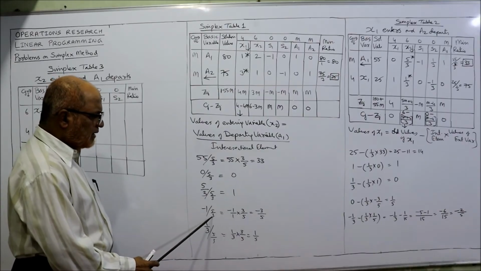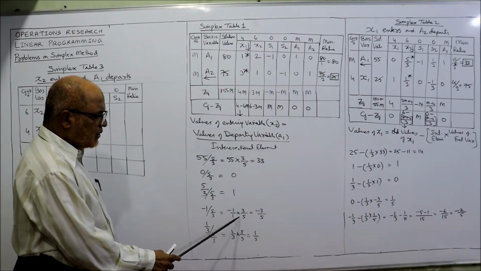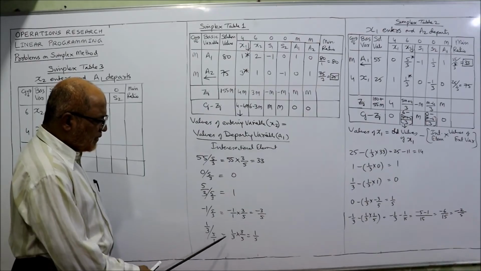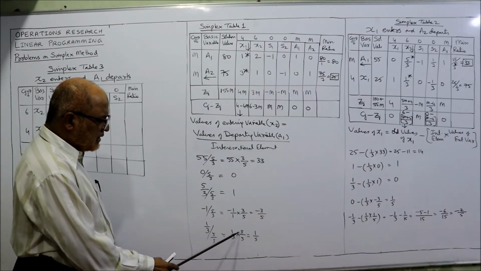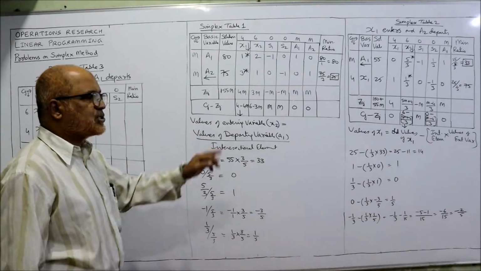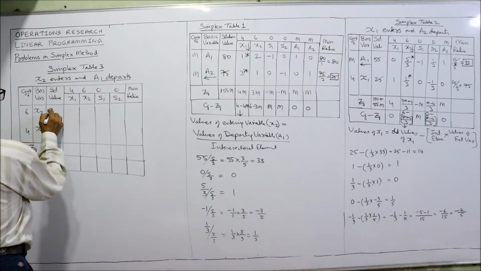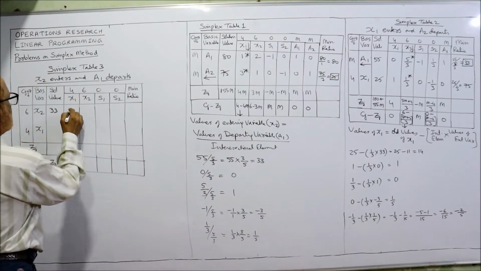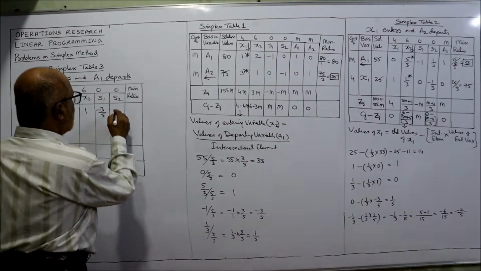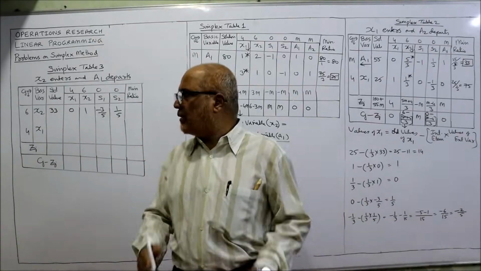Minus 1 divided by 5 by 3. So minus 1 can be written as minus 1 by 1 into 3 by 5. So what will it become? Minus 3 by 5. Similarly, 1 by 3 divided by 5 by 3. So 1 by 3 into 3 by 5. So 3 will get cancelled, 1 by 5. So we got the values of the entering variable X2. So take down these values of X2: 33, 0, 1, minus 3 by 5 and then 1 by 5. We got the values of entering variable X2.